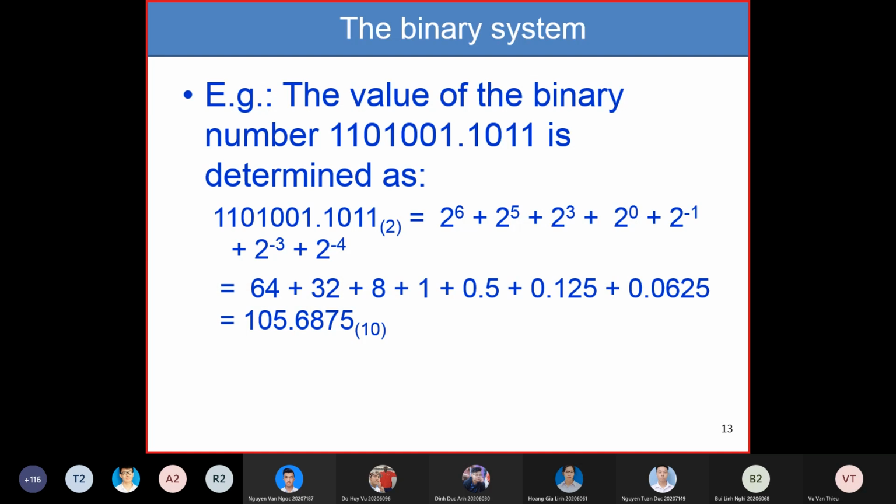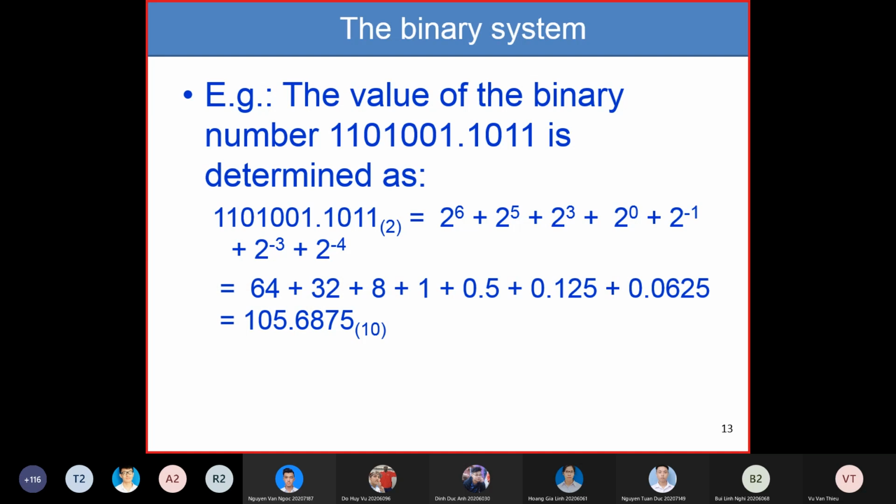For the fraction part, we index from right to left, starting from minus 1. The first number 1 has index minus 1, 0 has index minus 2, then index minus 3 and index minus 4. So we have plus 2 power minus 1, 2 power minus 3, and 2 power minus 4. The value of this number in the binary system equals 105.6875 in the decimal system.